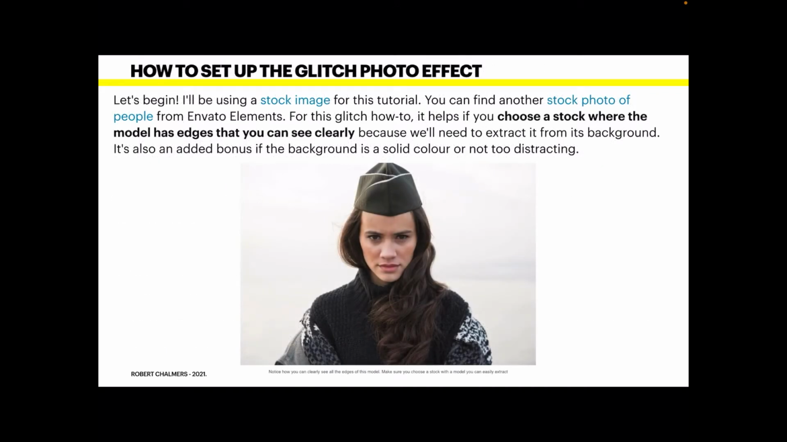Now let's look at how to set up the glitch photo effect. We'll begin. I'll be using a stock image for this tutorial. You can find other stock photos of people from Envato Elements. For this glitch how-to, it helps if you choose a stock where the model has edges that you can clearly see, because we'll need to extract it from its background. It's also an added bonus if the background is a solid colour or not too distracting.